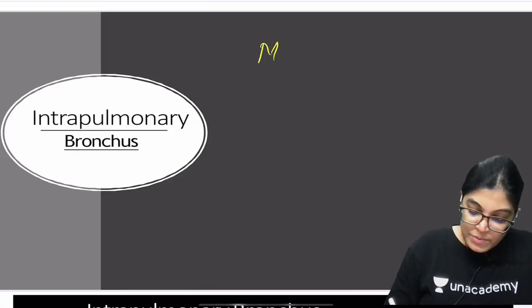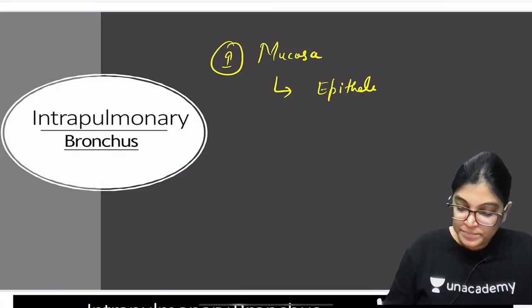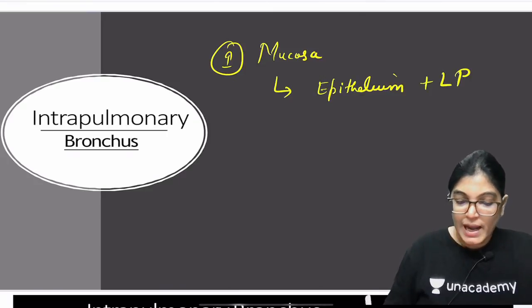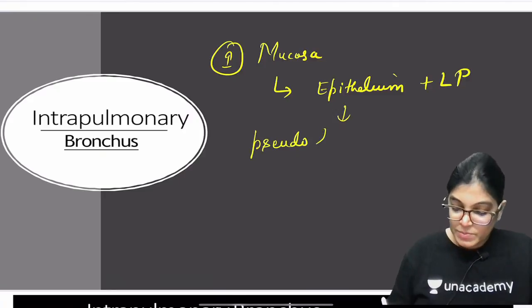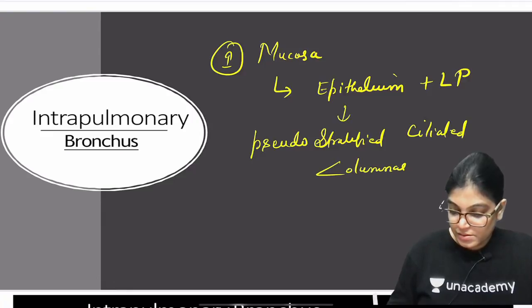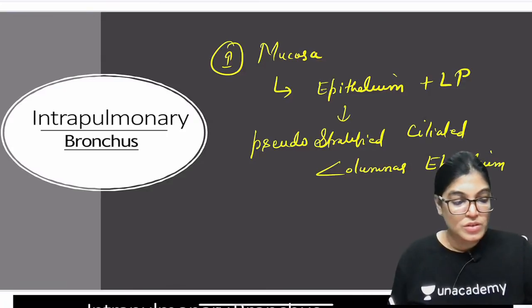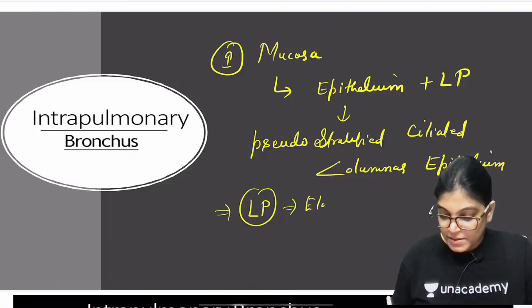So here the first layer will be the mucosa, and in the mucosa again it will have the epithelium plus LP for lamina propria. So my dear students, the epithelium is same as trachea. It will be pseudostratified ciliated columnar epithelium. Got it? Pseudostratified ciliated columnar epithelium. Lamina propria part will have elastic fibers.